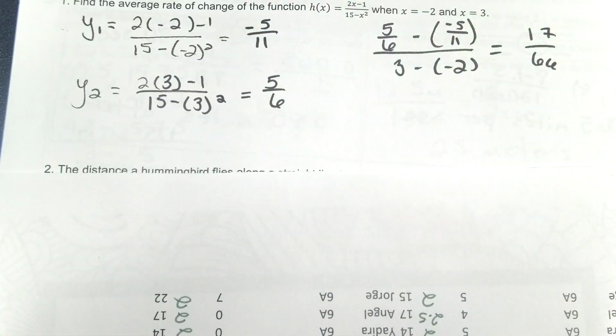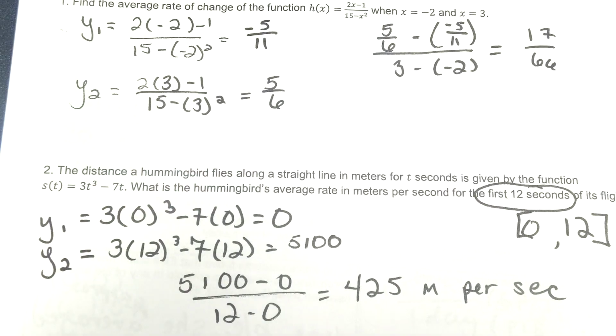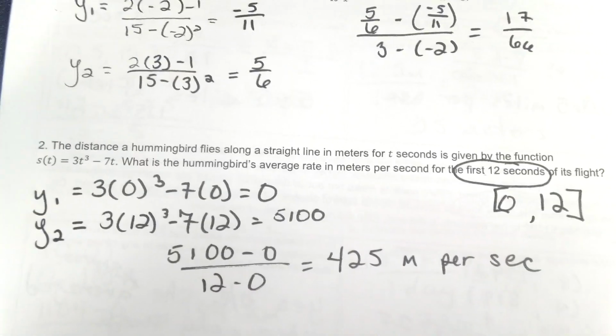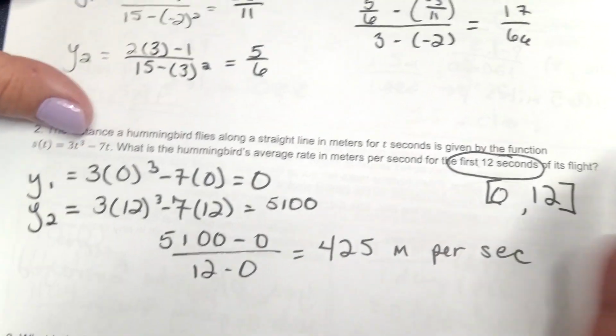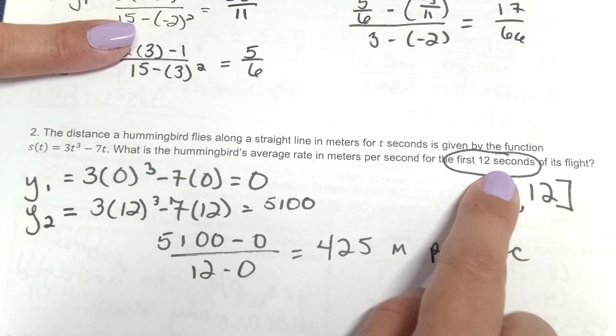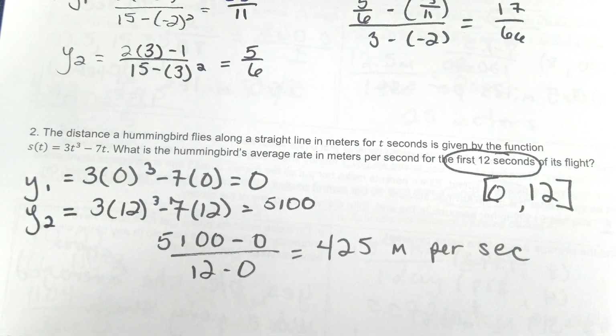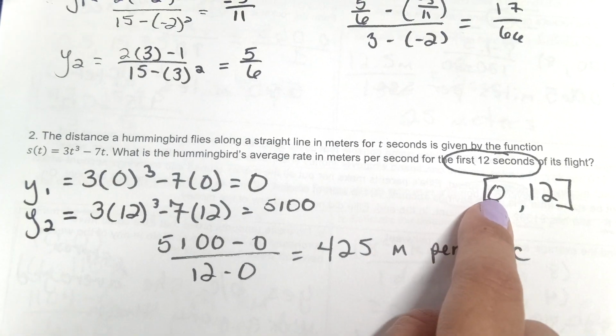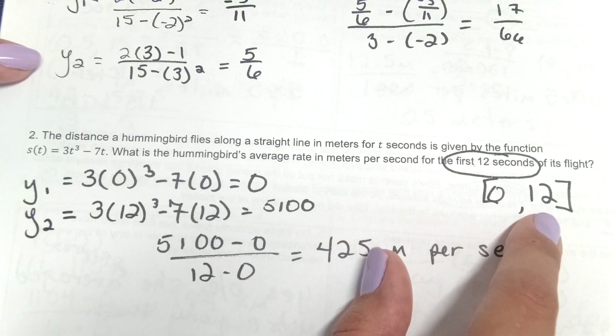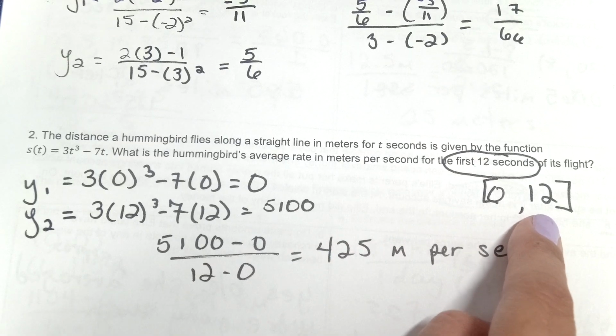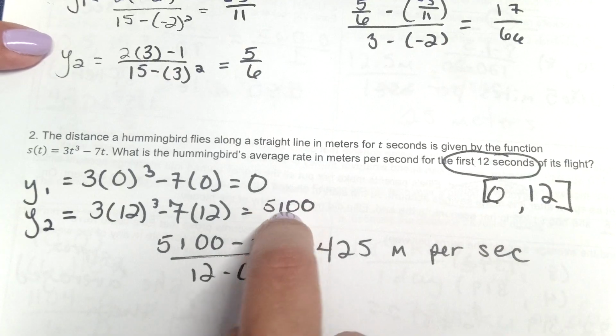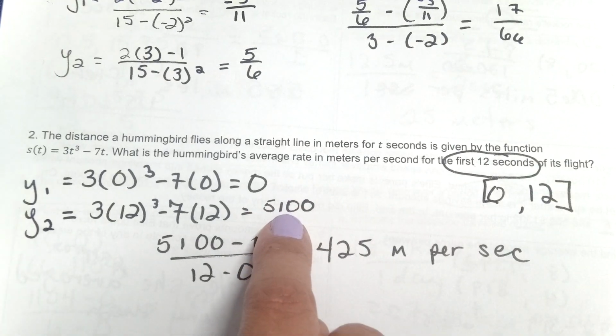All right, next problem that we noticed is getting a lot of wrong answers is the one that talks about the first. Some of you start at 1. No, when we talk about the first something, it's going to be 0 through something else, because we're talking about intervals. So it's going to be from 0 to 1, 1 to 2, 2 to 3, and so on. Some of you were just using 12, giving me the answer of 5,100. That's not correct.